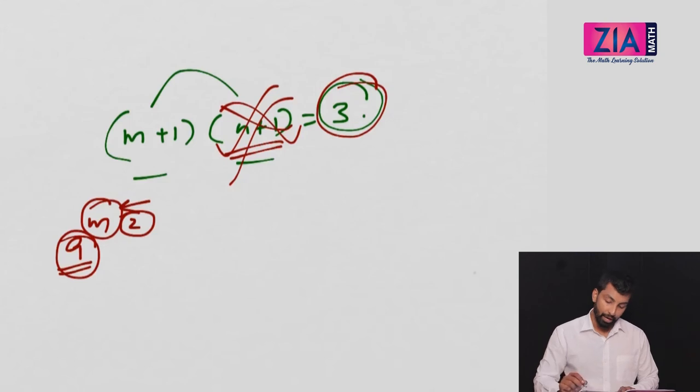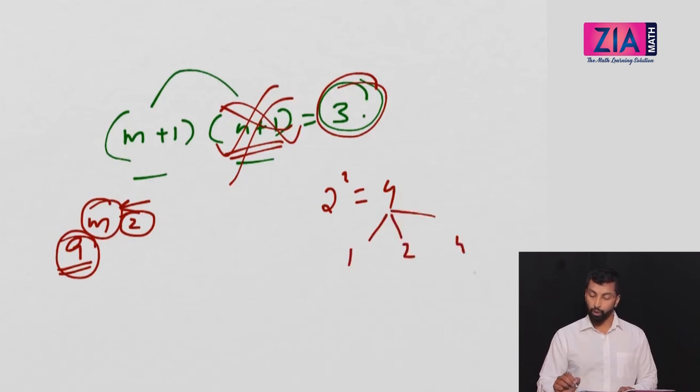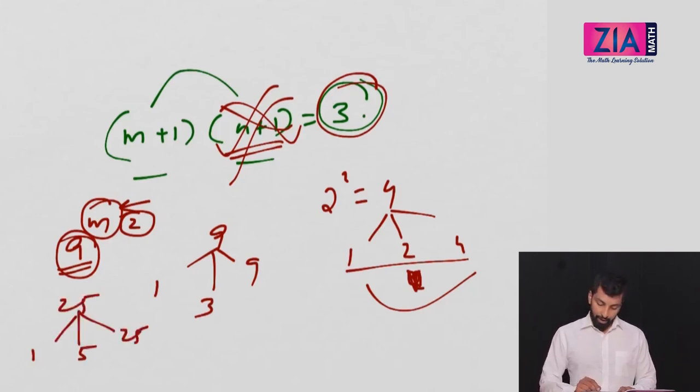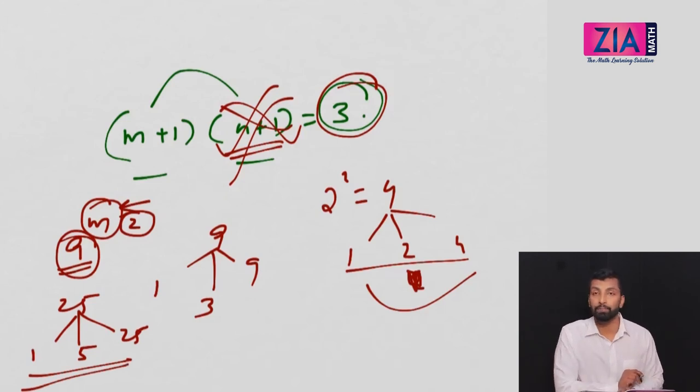Let's take one prime square number. Let's take 2 square. 2 is a prime number, 2 square is equal to 4. Let's see the factors: 1, 2, 4. 1 and 4 are factors. 2 into 2 is a factor, but I'll take only one 2. That's why 3 factors. If you take 9, the factors are 1, 3 and 9. If you take 25, 1, 5 and 25. All these have exactly 3 factors.